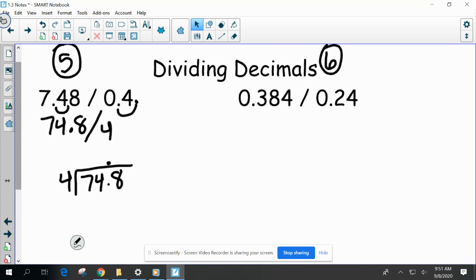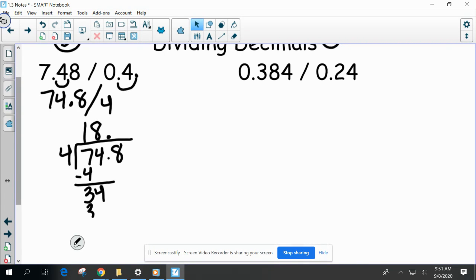So 4 goes into 7. How many times? 1. That would be 4. And I subtract. And I get 3. And then what do I bring down? The 4. 4 goes into 34. 8 times. So that would be 32. Subtract. And I get a 2. Carry down my 8. And then 4 goes into 8. 7 times, and that equals 28. So my answer would be 18.7.